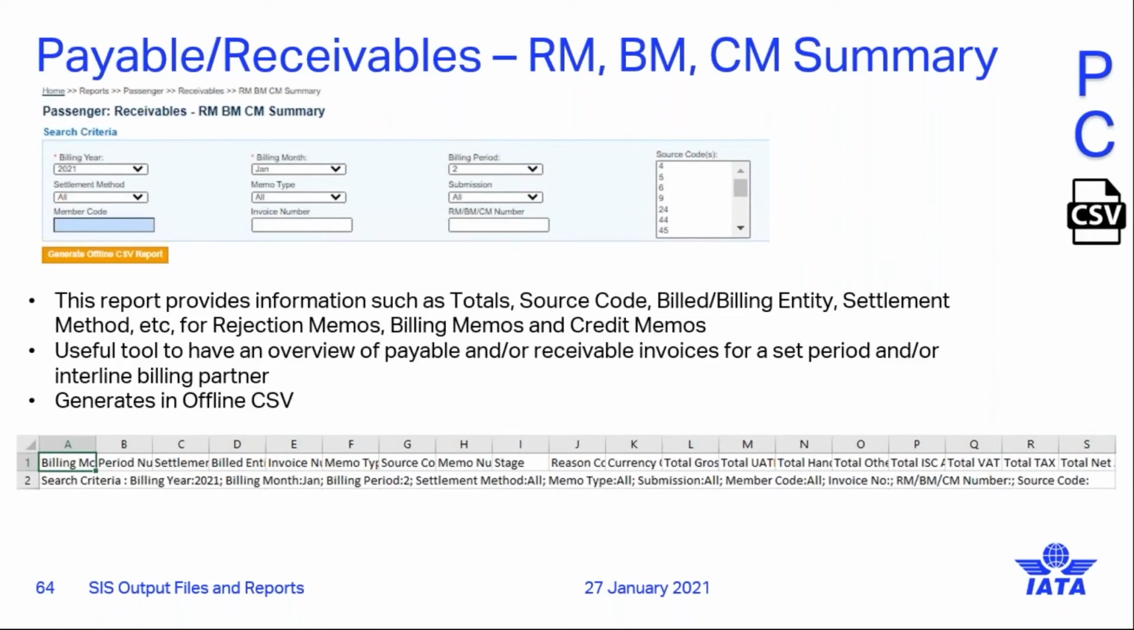As that concludes, we go to the next report, which is the RM BM CM summary. This report provides information such as total, source code, billing/billed entity, settlement method, etc. for all your rejection memos, billing memos, and credit memos. This is a useful tool to have for an overview of payable and/or receivable of the, as mentioned, rejection memos, billing memos, and credit memos for a set period, and/or with a particular billing partner.